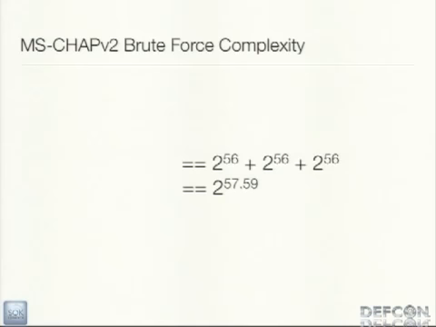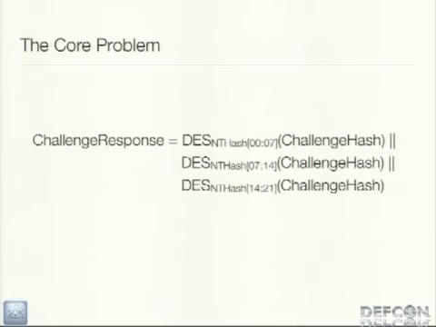So if we go back and we look at our total complexity, we've reduced the additive complexity to 2 to the 56 plus 2 to the 56 by basically eliminating the third key, for a total number of 2 to the 57th. So now this is what we're dealing with. That's still pretty big number. So if we go back and we look at the core problem, we've gotten rid of effectively this last DES encryption. So we're dealing with these 2 DES encryptions here.